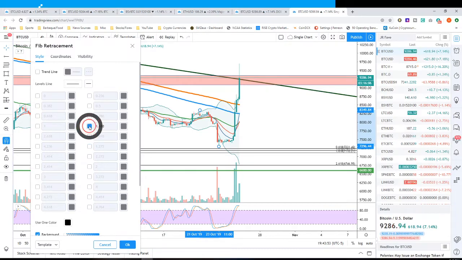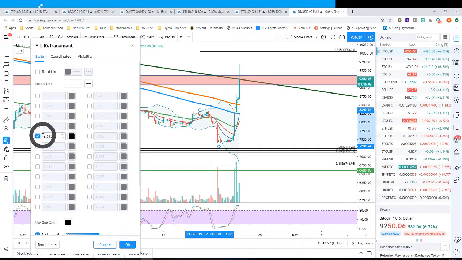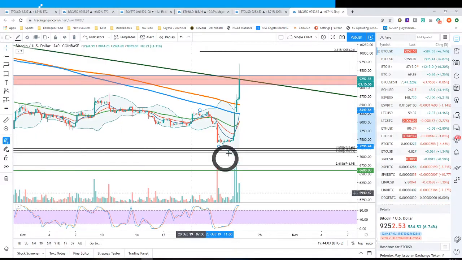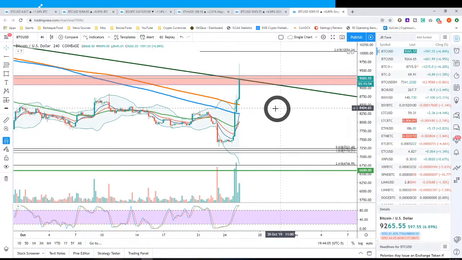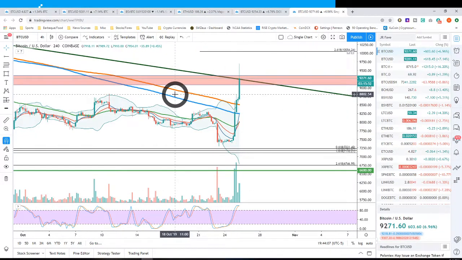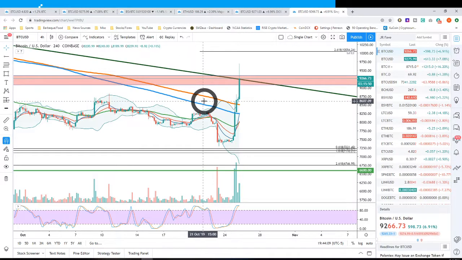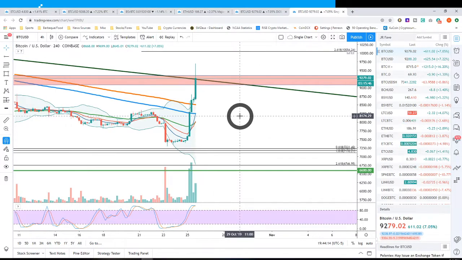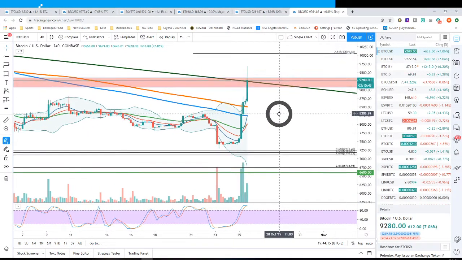Broke the 161.8. Let's go to the 261.8, which is way up there around 10,000. Wow. Okay, so I'll leave that there. Wow, wow, wow. This is amazing, guys.